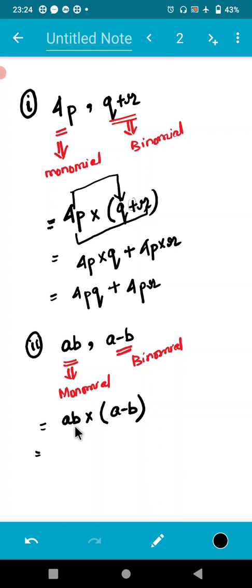Now what is the first thing we have to do? We will multiply AB with this A, isn't it? So AB into A. Now what sign does AB have? Plus sign. If there is no sign, it means you have to consider it as a plus sign. Now we will multiply this plus sign with this minus sign.